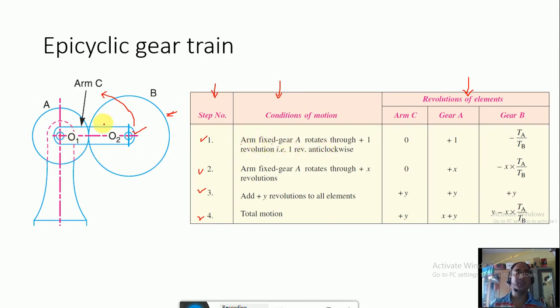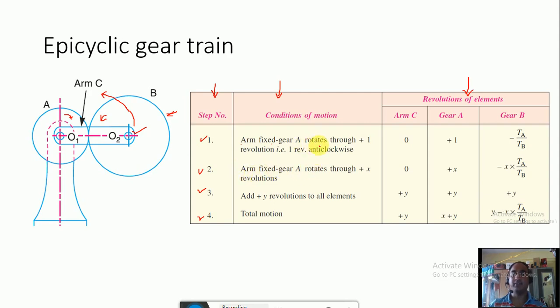When you assume the arm is fixed, what will happen? Then this gear train will become a simple gear train, because if you make this arm fixed, this gear will rotate here only, and this gear will rotate here only. This shaft is not going to rotate about any other axis. Therefore, this will become your simple gear train.